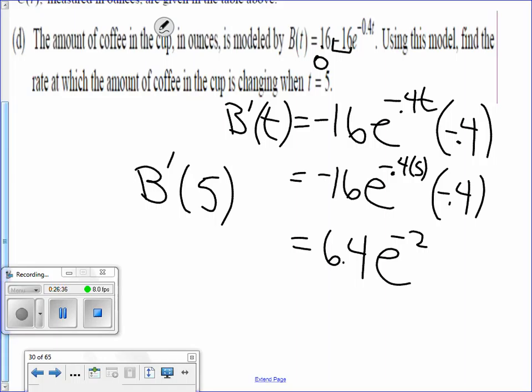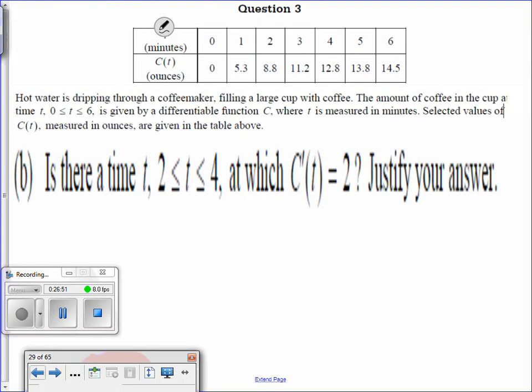Was there another one you want to try to get in here? Can you start liking tables a little bit? Which one? From this one? B. Is there a time? Yeah, I'm so glad you said that. Is there a time where the derivative has to equal 2?